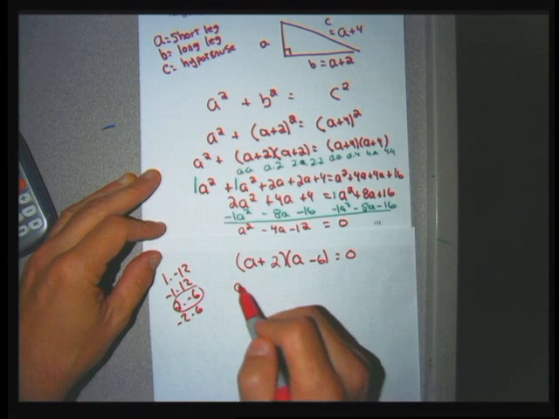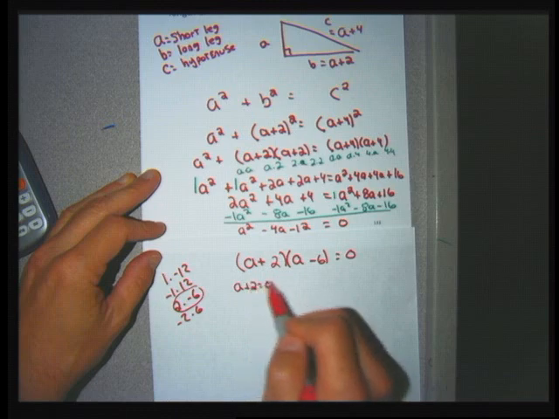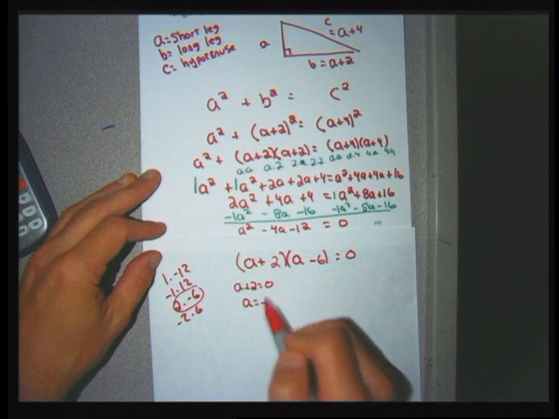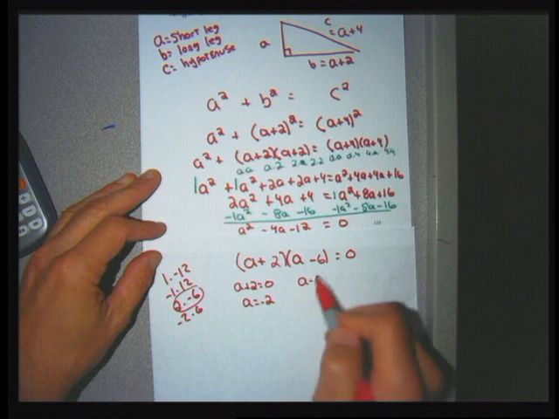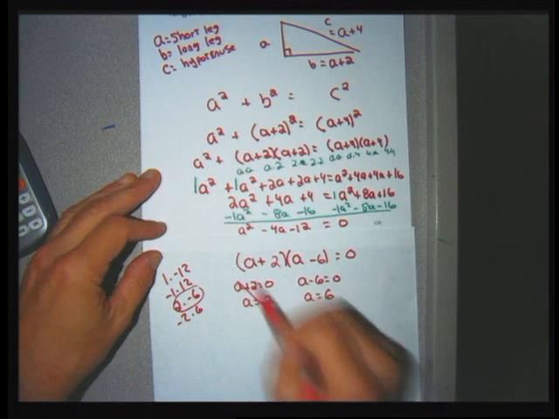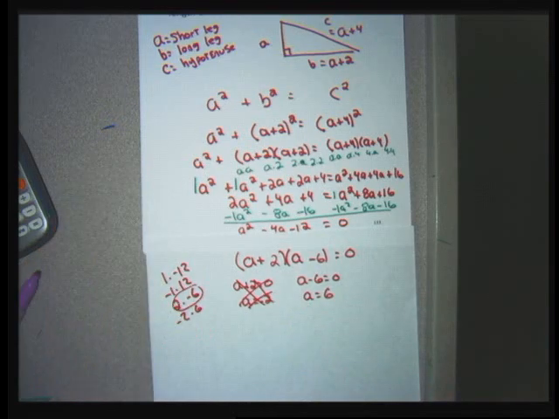And now I'm going to go a plus 2 equal to 0, which is going to give me a equal to minus 2, and a minus 6 equal to 0, which is going to give me a equal to 6. Geometry problems, I throw out the negative solutions because lengths of objects can't be negative. I have one of my answers, but I'm supposed to find the length of all three sides.